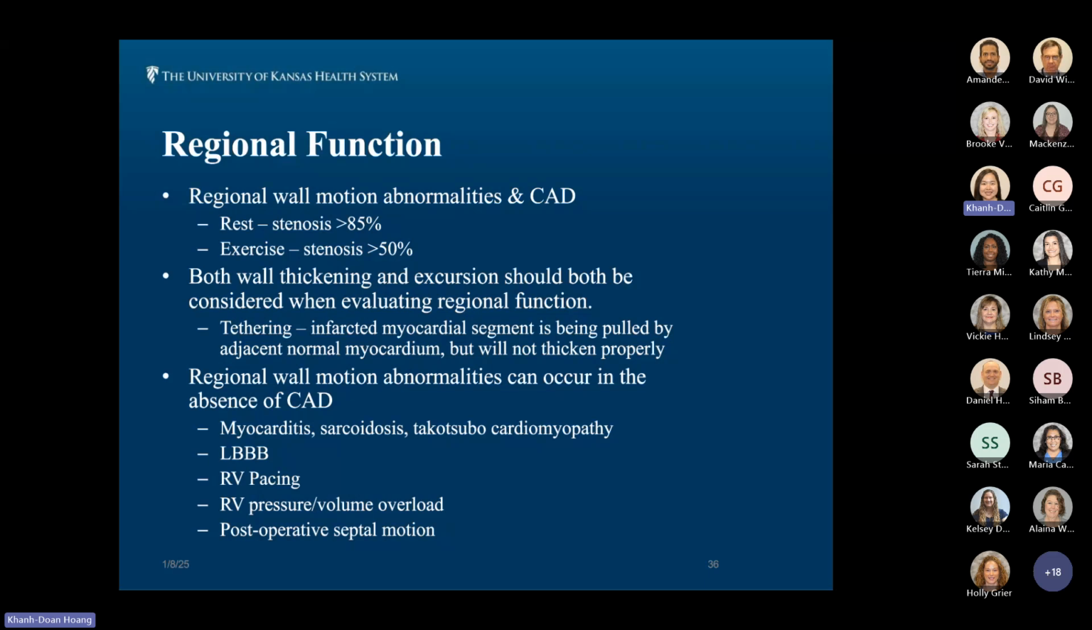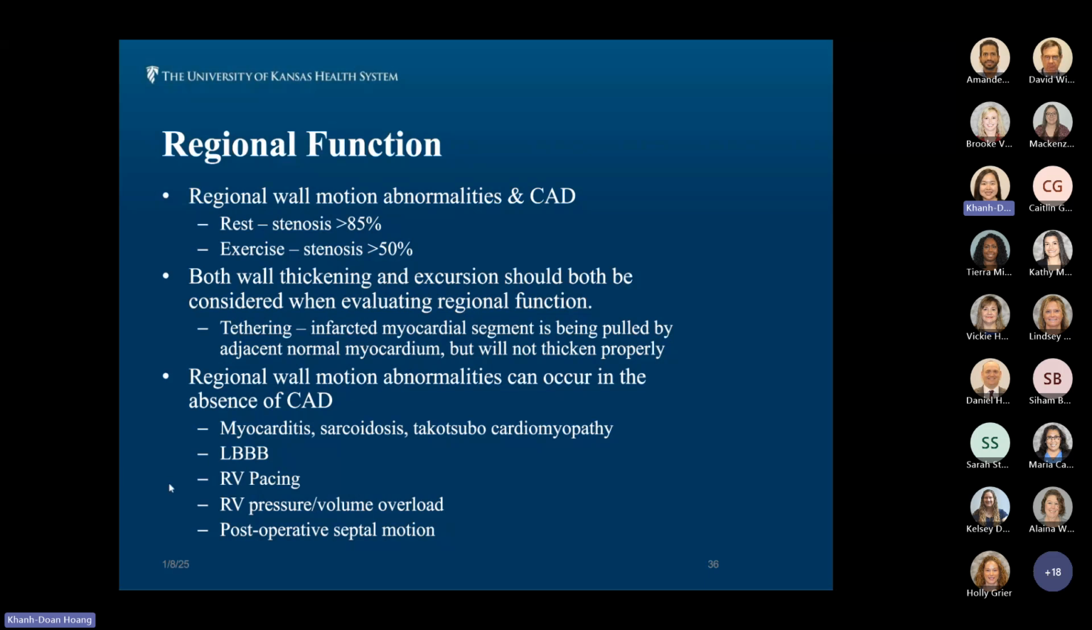So the main point when it comes to this topic is that when you're evaluating regional function, you have to look at 2 things, wall thickening and excursion, even though wall thickening is probably the thing that you should really be focusing on. If you have a patient with tethering, for example, where infarcted myocardium is being pulled by adjacent normal myocardium, the motion and excursion of that infarcted segment is going to look normal, but the thickening will definitely not be normal.